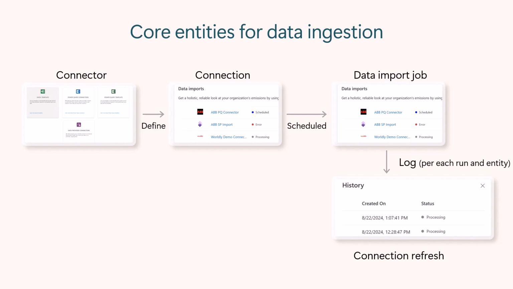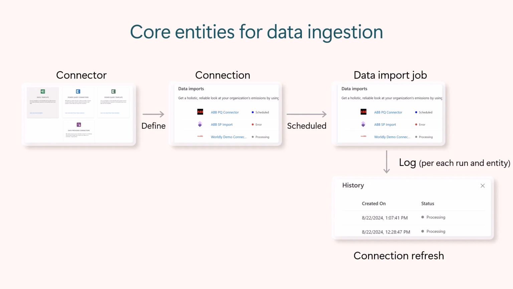These include the connector, connection, data import job, and connection refresh. Each of these entities plays a vital role in managing and tracking the data flow from source systems to Sustainability Manager. The connector serves as the interface between your data source and Sustainability Manager, facilitating data transfer and integration. The connection defines the specific parameters and configurations required to establish a link between the data source and Sustainability Manager.